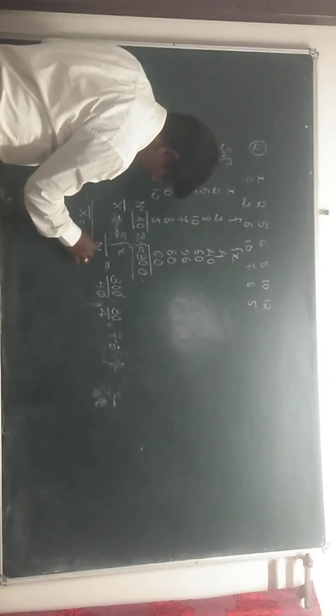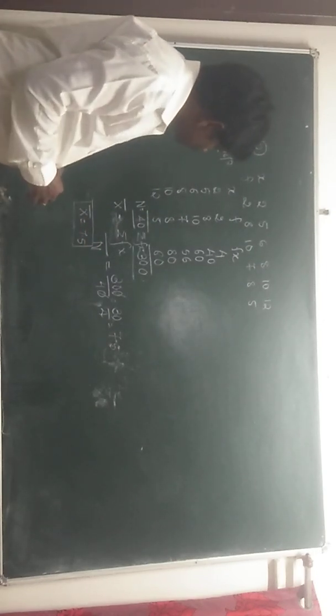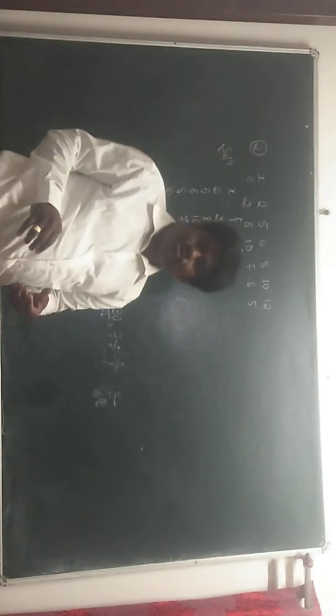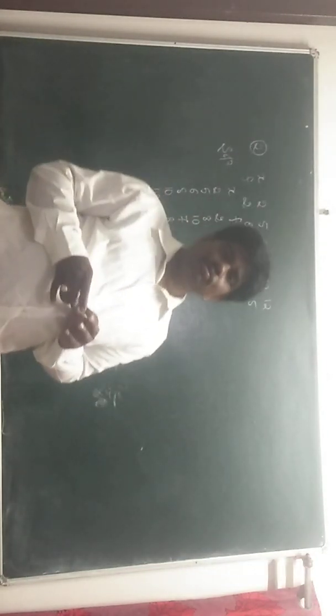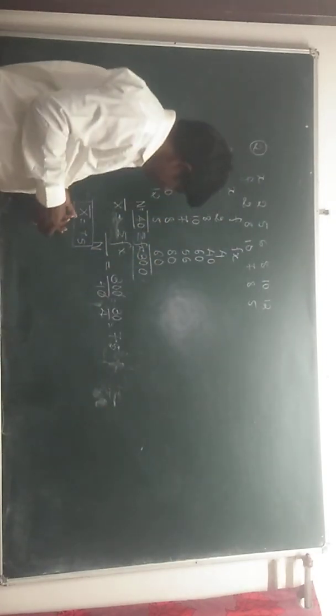So I will put this in square brackets like this. Later we are going to use it. Then actually our problem is to find the mean deviation, right? Mean deviation about the mean. That's why we have found the mean here.